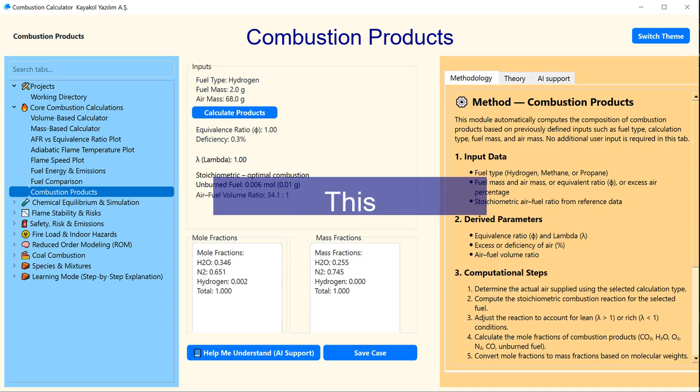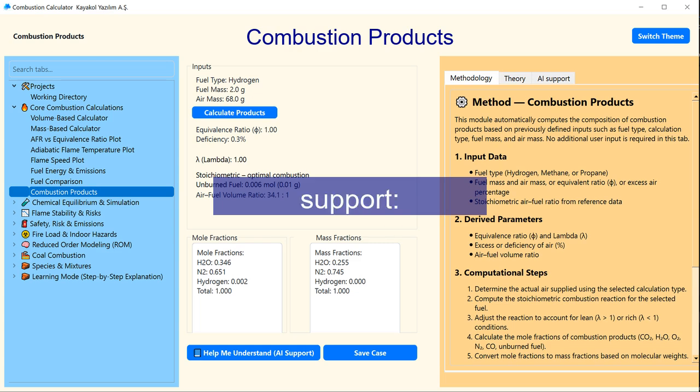Combustion products. This module automatically computes the composition of combustion products based on previously defined inputs such as fuel type, calculation type, fuel mass, and air mass. No additional user input is required in this tab.